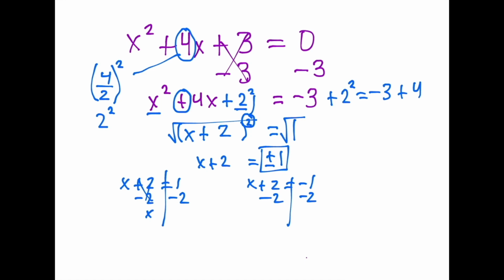On the equation on the left, we have 1 minus 2, which is negative 1. And on the equation on the right, we have x equals negative 3. So our two solutions are x equals negative 1 and x equals negative 3. As I said before, that's where a parabola is going to cross the x-axis. So it crosses at negative 3 and negative 1.